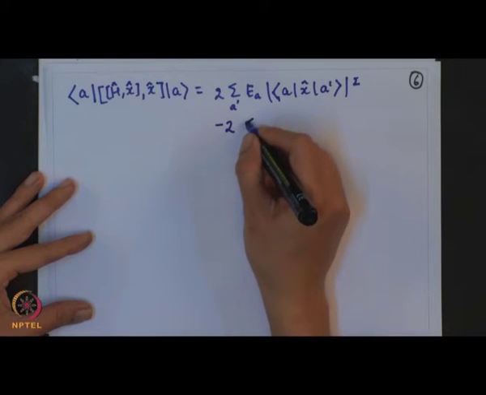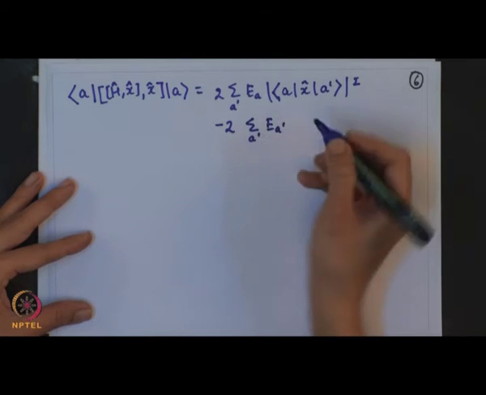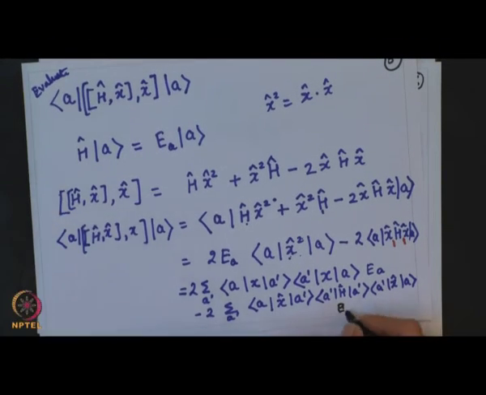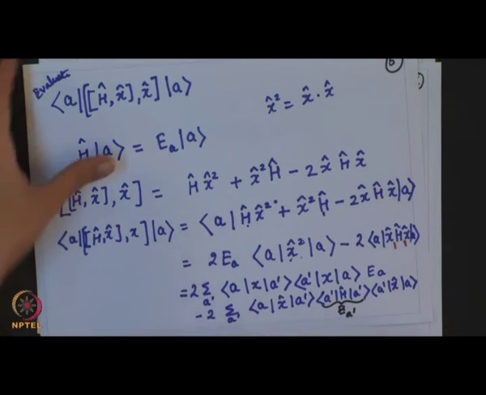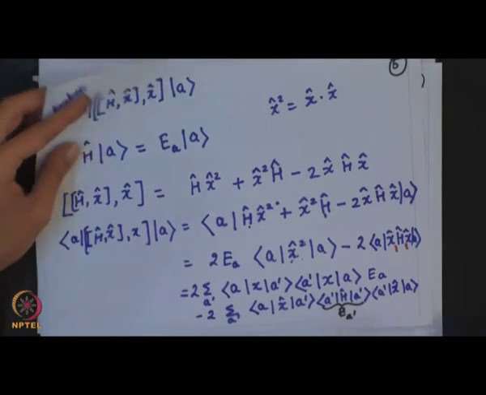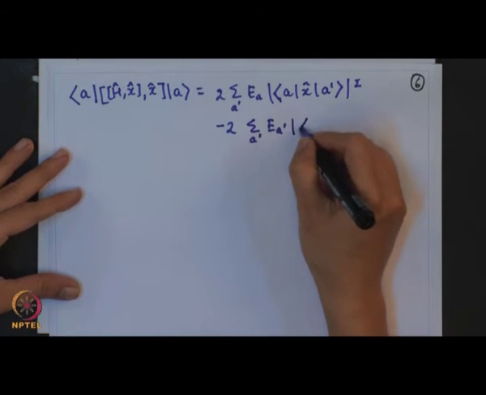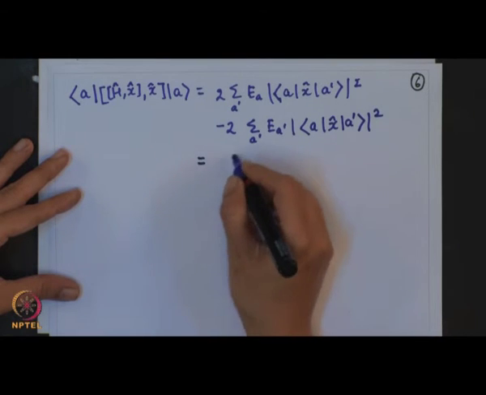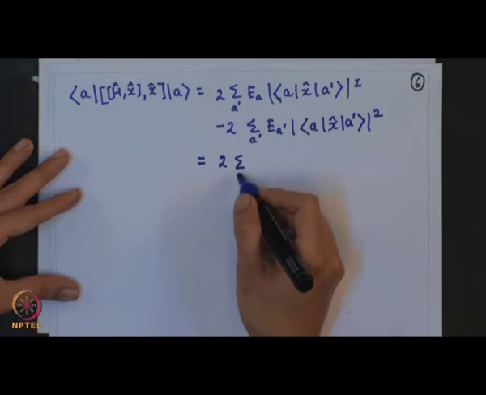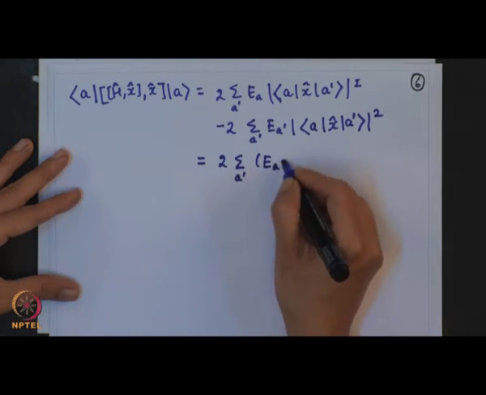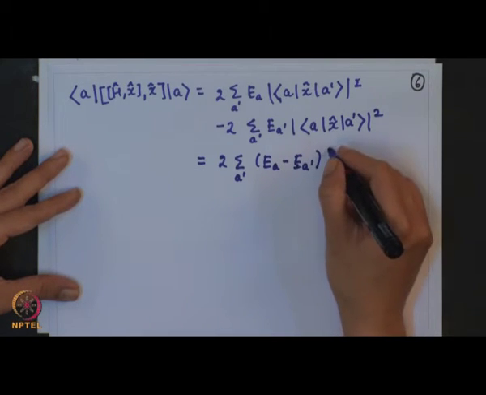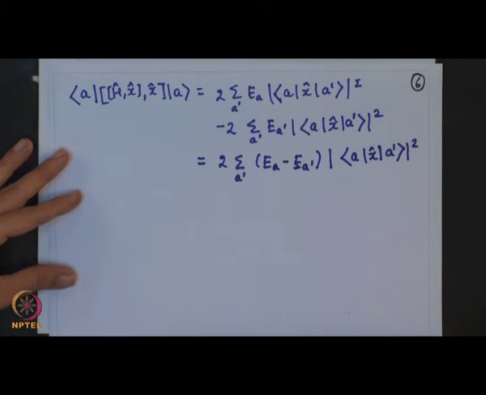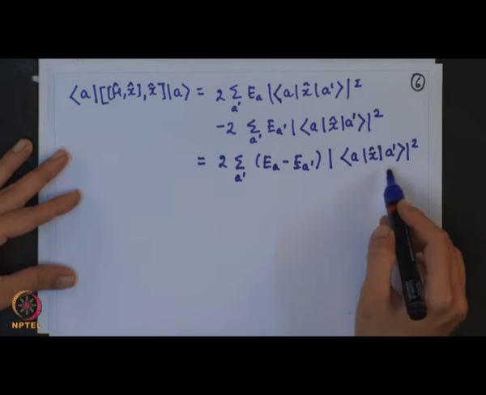The second term is 2 summation over A prime, E_A prime. Again, this would give me E_A prime, this term. So, I am writing for this term, and these two terms I write as a square. Correct? I will just rewrite it or simplify it to E_A minus E_A prime times the square term, correct.